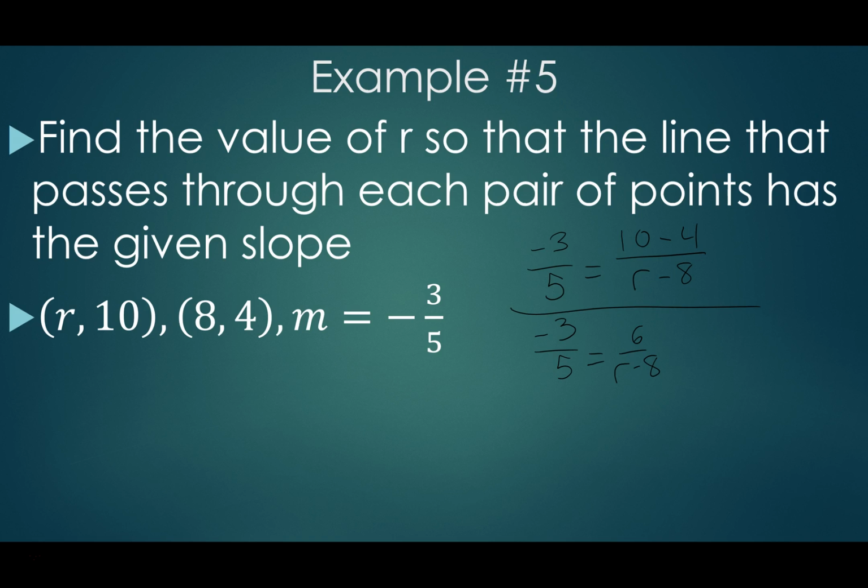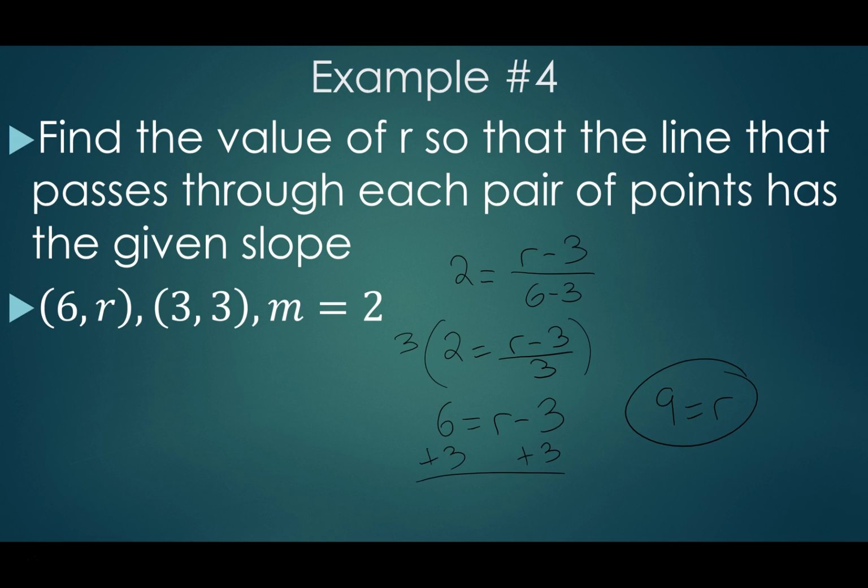Now, another way you can look at solving these problems is, especially when it's a fraction equal to a fraction, you can think of them as proportions, where we cross multiply. -3 times r minus 8 equals 5 times 6. So as we can see, we're distributing our -3 into that expression. So it's -3r plus 24 equals 30. So now again, we have our own linear equation. We subtract the 24 over, negative 3r equals 6, divide by the negative 3, and r is negative 2.